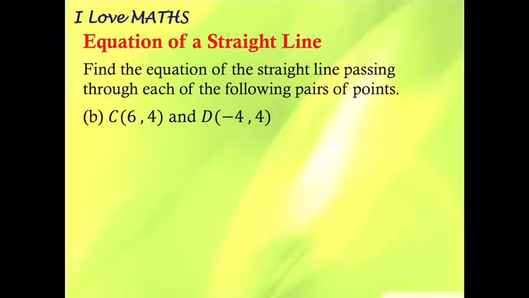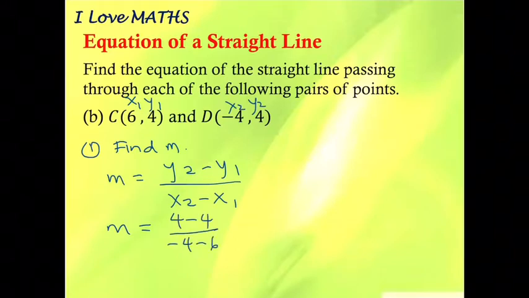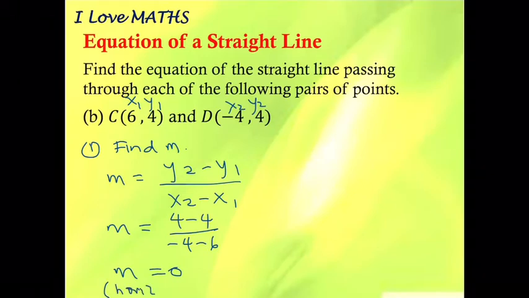Let's have the second example. Find the equation of the straight line passing through the points C and B. So the first step is to find the value of the gradient. So C is the x sub 1, y sub 1, and B as the x sub 2, y sub 2. And substitute to the formula y sub 2 minus y sub 1 all over x sub 2 minus x sub 1. And the value of m is 0. So since the m is 0, it means it is a horizontal line or a line parallel to the x-axis.